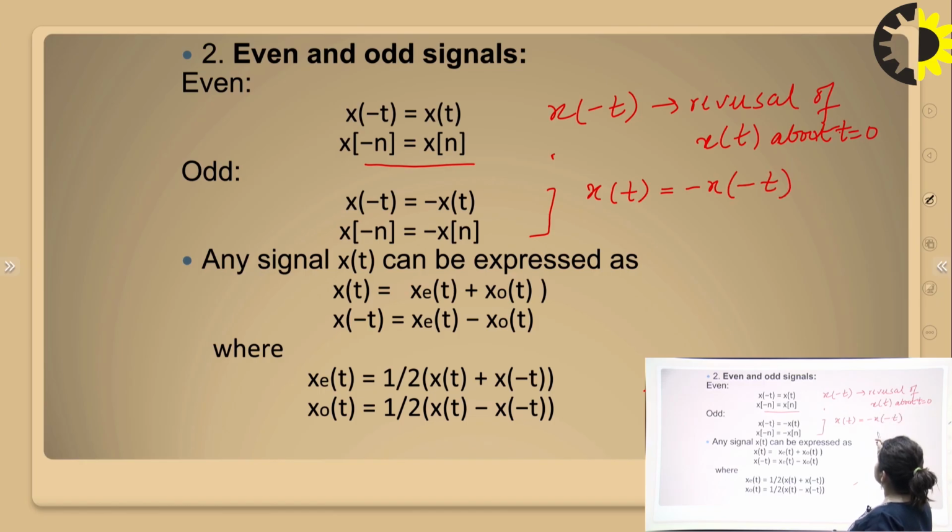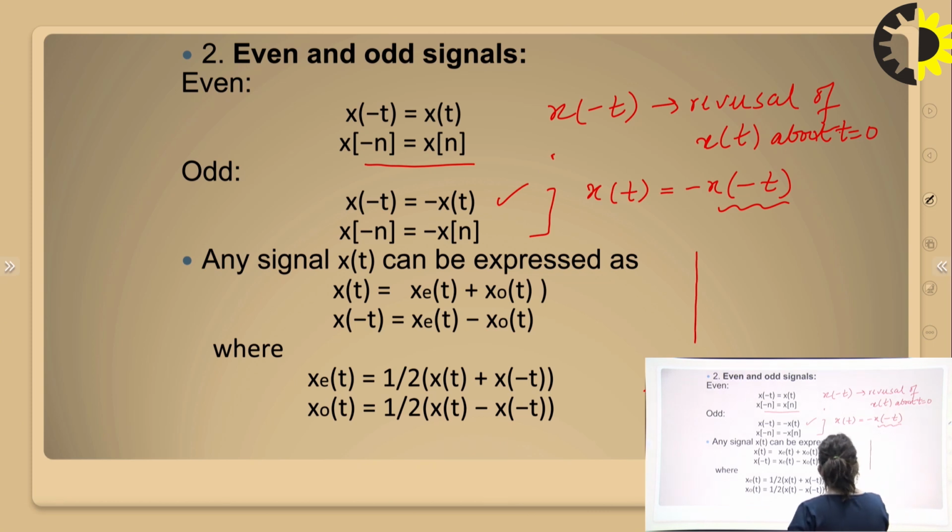So there is a reversal around the y-axis. Also, there is a reversal around the x-axis. We have to flip firstly around the y-axis and then flip around the x-axis. Then we can obtain this type of signal. So, these types of signals are called odd signals. So, we have x of minus t is equivalent to x of t.